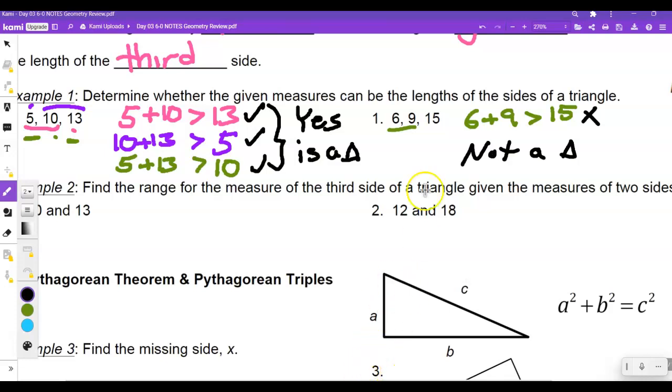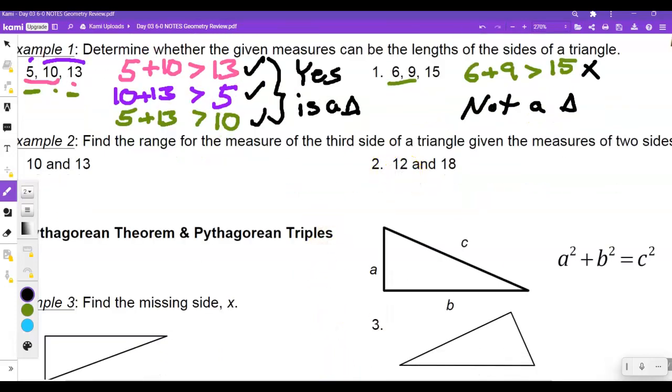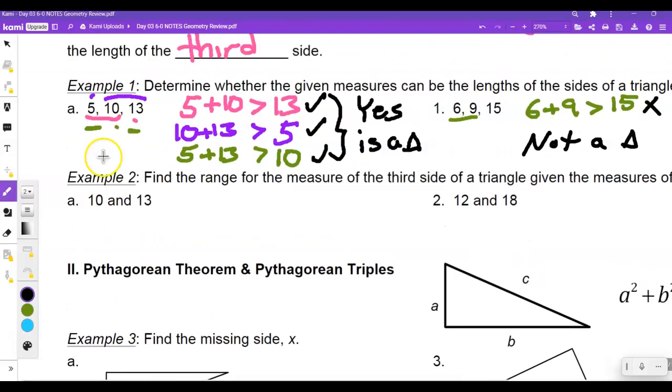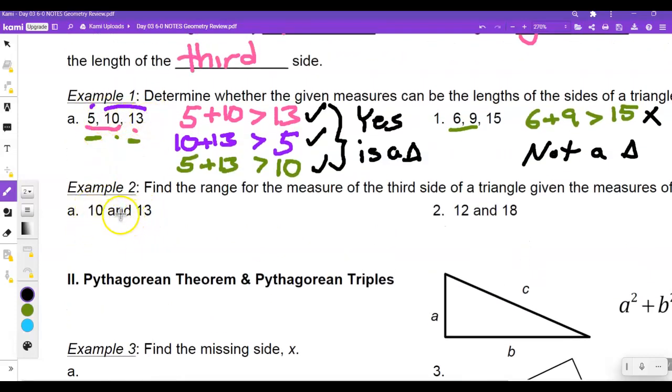Alright, the next part is closely related to that, and that is if you're given two of the sides. So let's say you're not given the third one up here, you're just given two of them. What are the possibilities? What's the shortest and the longest it could be? And that's actually quite a simple problem. The shortest it could be would be the difference, big minus small, 13 minus 10. That's the smallest it could be, 3. And the largest it could be would be the sum, 10 plus 13.